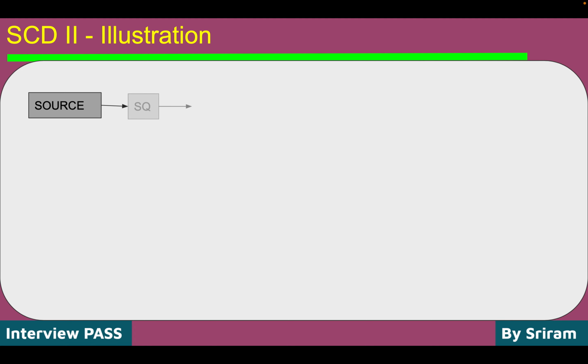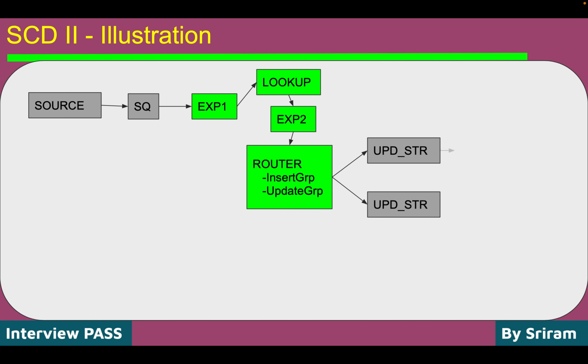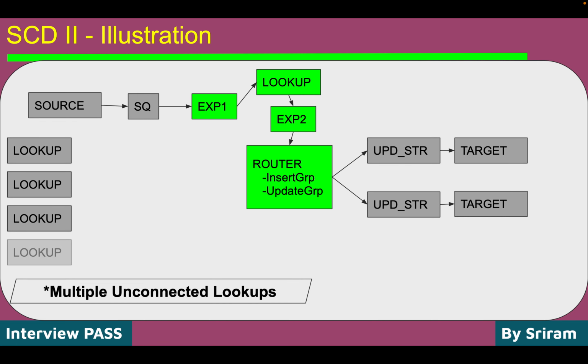So I have a source qualifier, and here I have an expression, and if you see, I have a lookup based on a target table, and the values from lookup and expression 1 will go into expression 2 to flag the records whether they are insert or update, based on expression 1 and then the lookup values. Now the router has two different groups, one is the insert group, one is the update group, and update strategies insert and update the records into the target, same target, target 1 and target 2, of the same target but two instances.